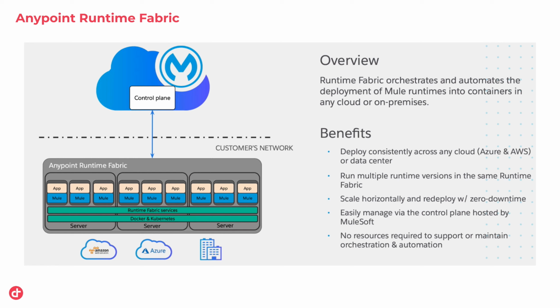There are two management options for the Anypoint Runtime Fabric. The first one, which we are going over today, is the Runtime Fabric on Self-managed Kubernetes. This is a version of Runtime Fabric that you install on an existing Kubernetes environment that you operate and manage. This version supports Amazon Elastic Kubernetes, Azure Kubernetes Service, and Google Kubernetes Engine.